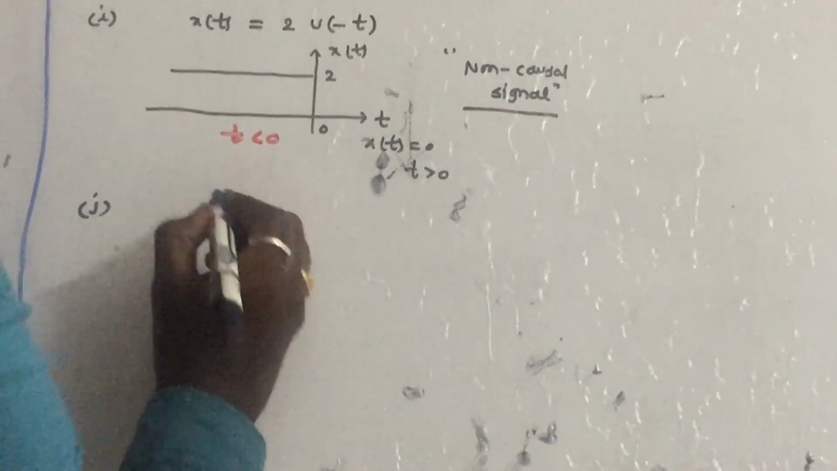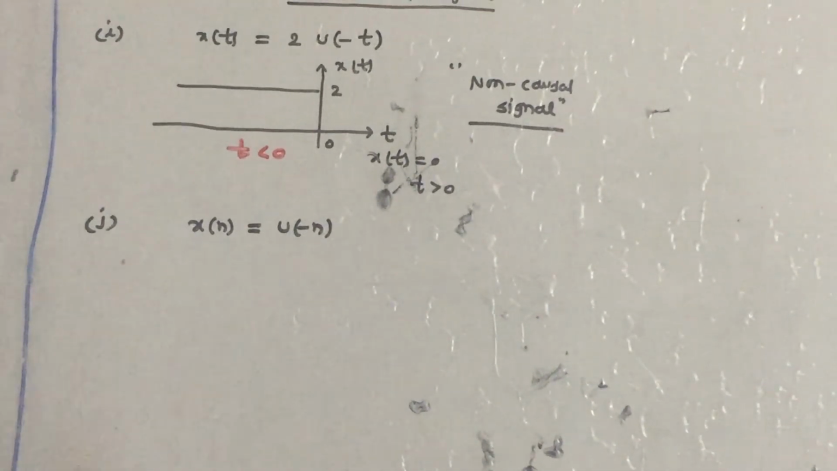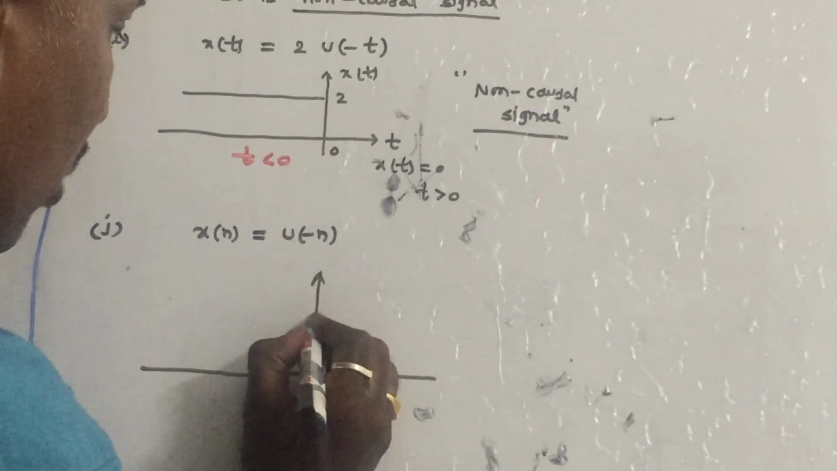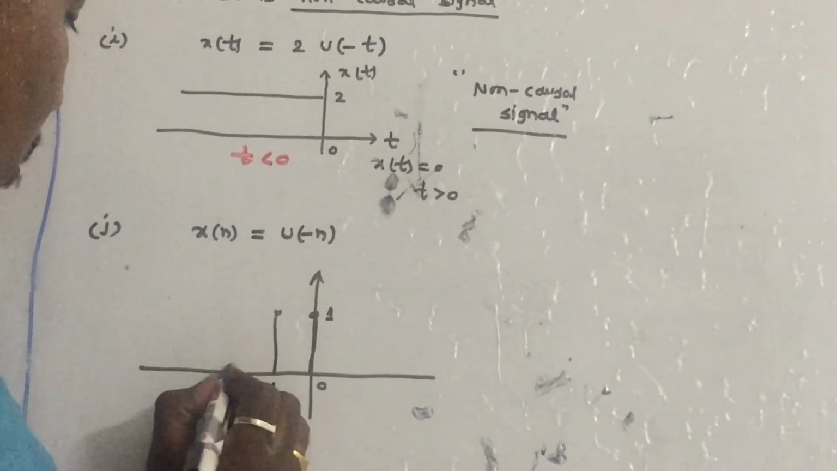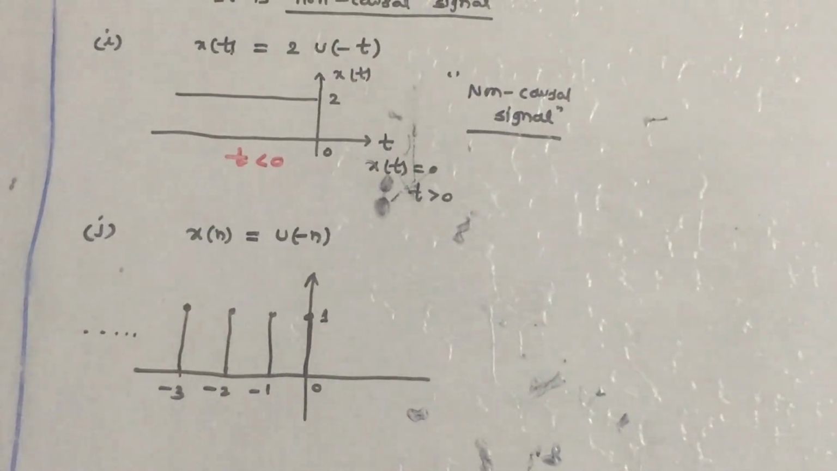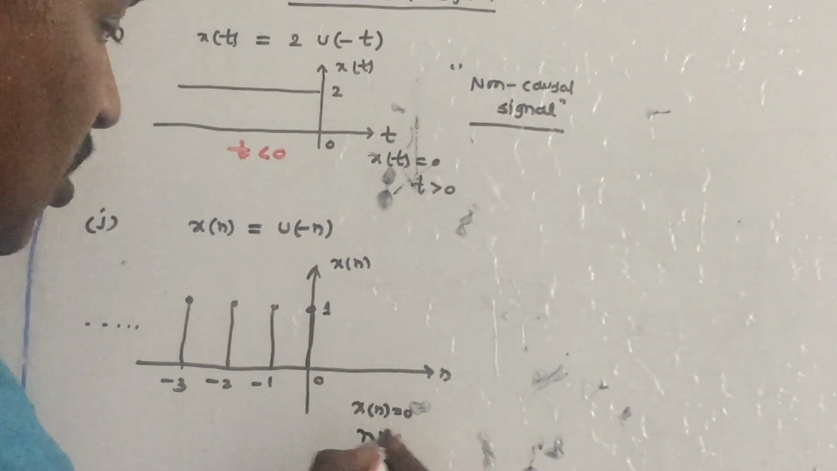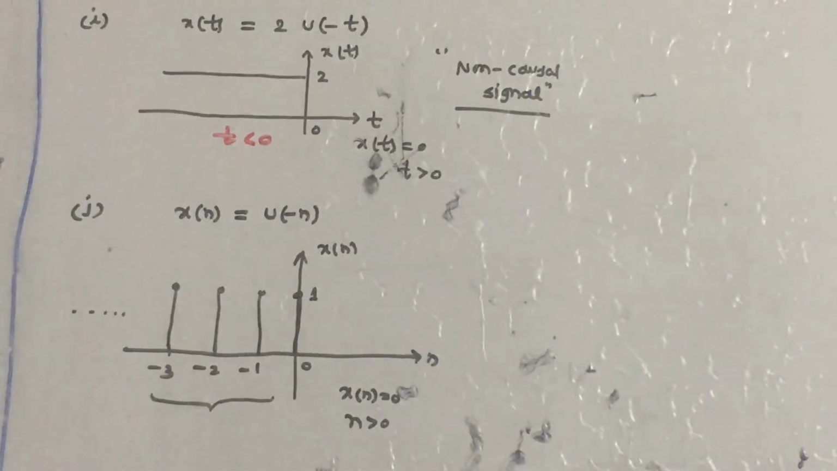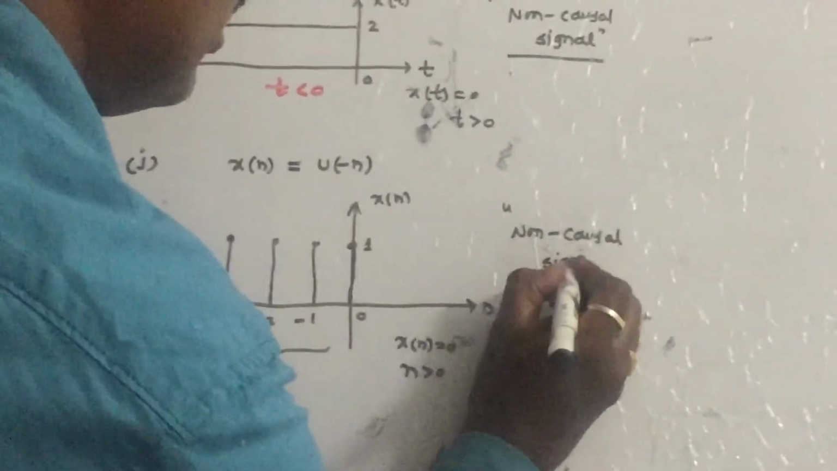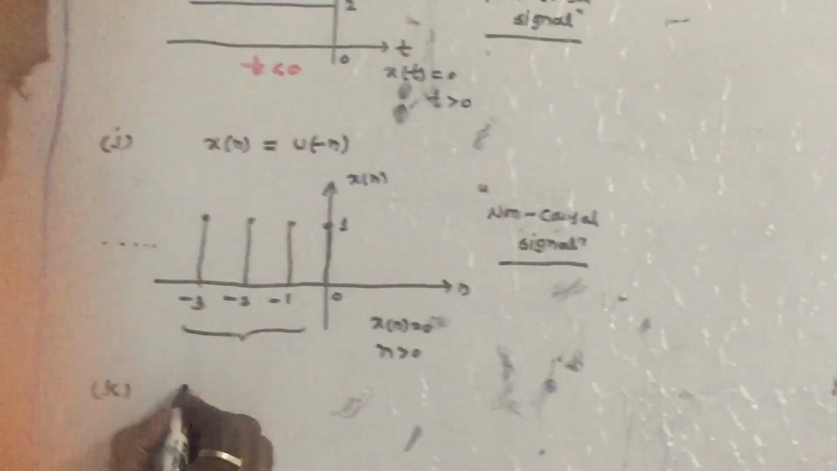So let us see the last example. x of n is equal to u of minus n. So what is this sequence? This sequence is a time reversed unit step sequence. All the sample values are 1, for n is equal to minus 1, minus 2, minus 3, and so on. So again the same procedure, x of n is equal to 0 for n greater than 0. The signal exists for only n less than 0. This case is also called, which kind of signal is this? Non-causal signal.